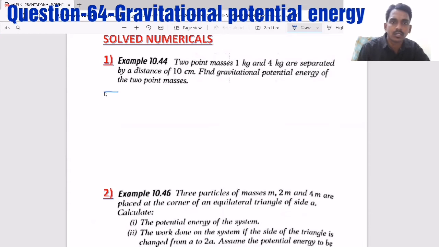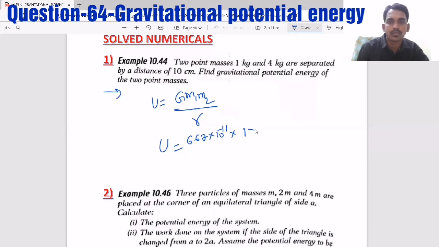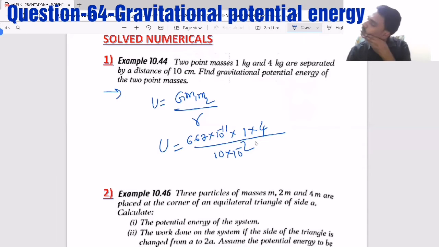The very first question: two point masses, 1 kg and 4 kg, are separated by a distance of 10 centimeter. Find the gravitational energy of the two point masses. The gravitational potential energy means G m1 m2 by R, equal to 6.67 into 10 power minus 11 into m1 is 1 kg, m2 is 4 kg, divided by the distance, 10 centimeter, which means 10 power minus 2. So this way you can understand the simple questions.